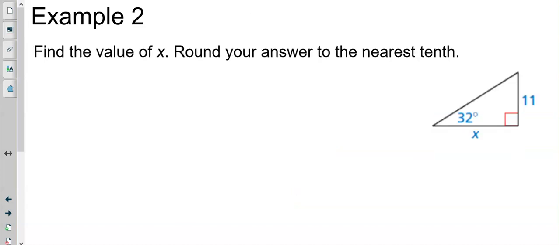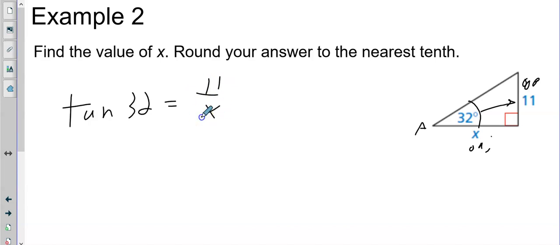Example 2, find the value of x. Round to the nearest tenth. So what we have here is we know this angle here. That's our angle. Let's call it A. All right. We're doing tangent because we have the opposite here, and we're trying to find the adjacent here. So we write down tangent of 32, because we do know the degrees, is equal to opposite over adjacent.